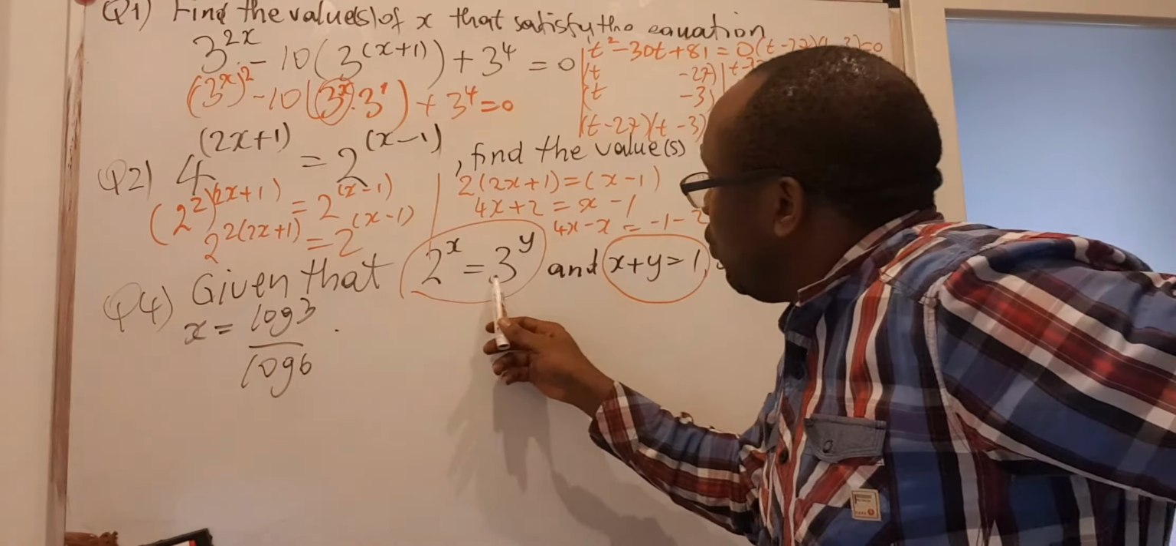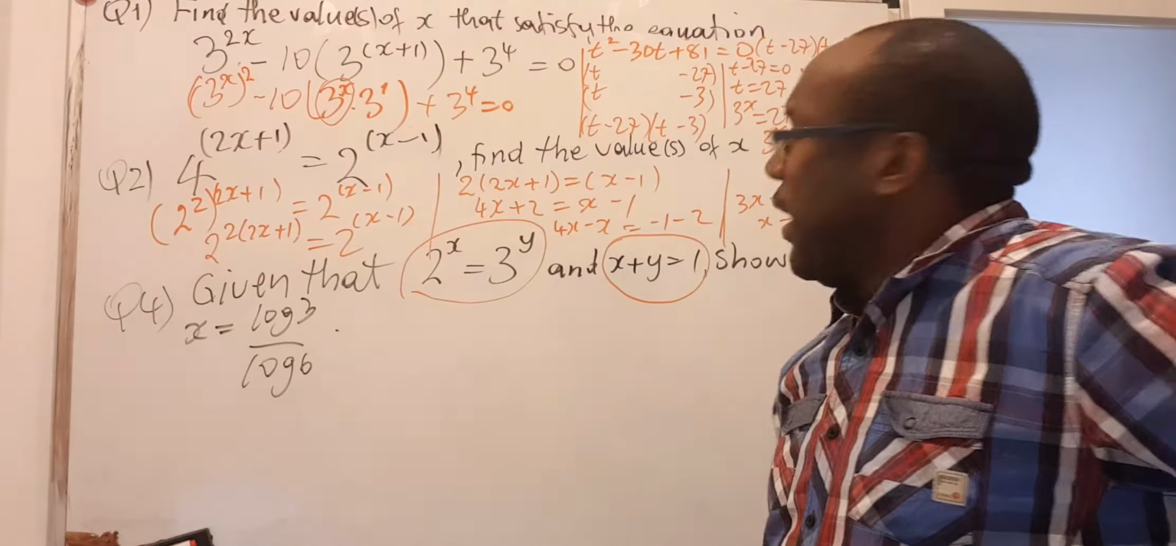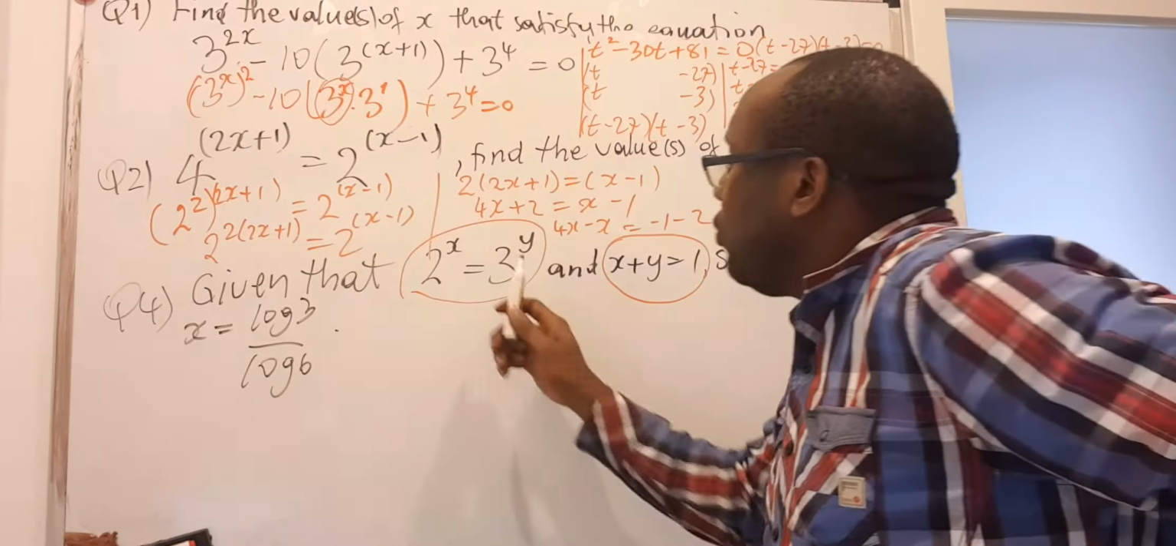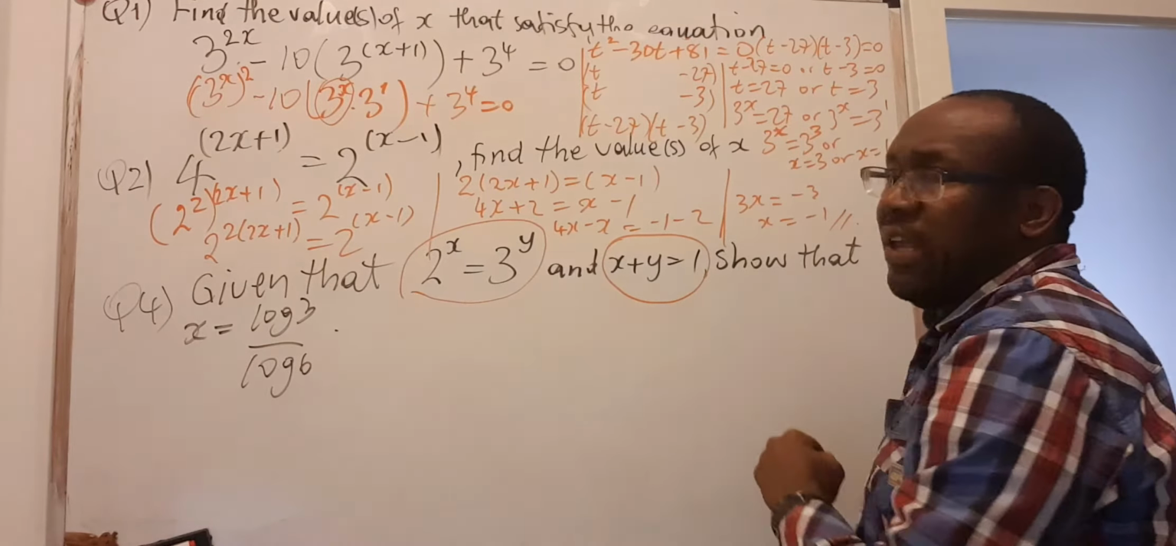Notice from here, these two are not the same basis, so I cannot equate their powers. I can't do that. And there's no way I can express 3 here as a multiple in order to get 2. We don't have that. So we have to think alternatively. But luckily, we are given a relationship between x and y. So it means I can replace the y here.